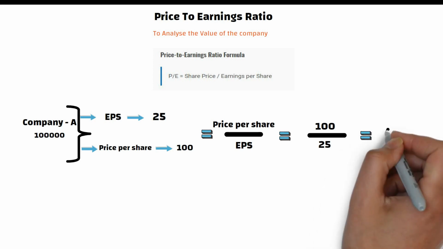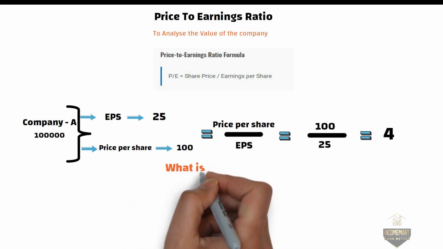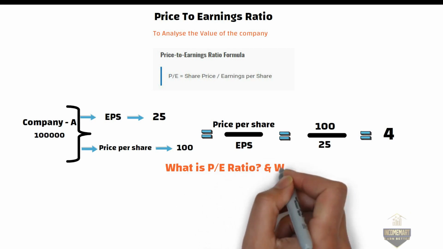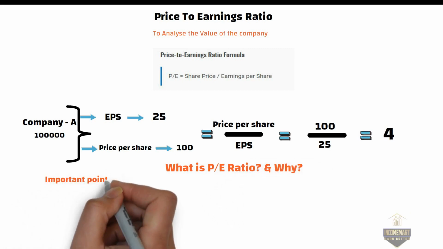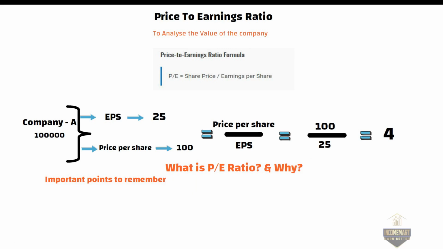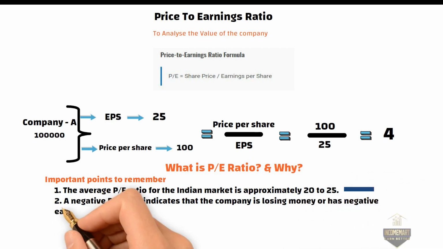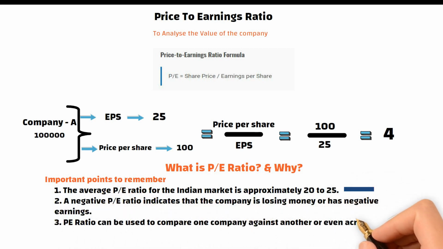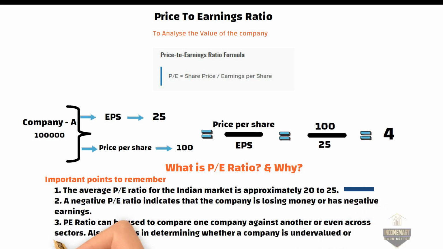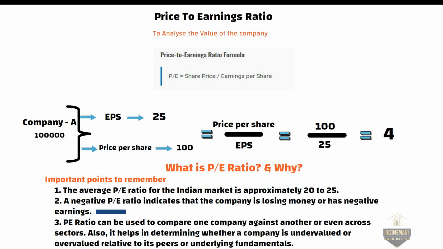Here, what is the PE ratio and why do we use it? Here are a few important things to remember. The Indian market's PE ratio is between 20 to 25 on average, but it hasn't been fixed. Nowadays, it's not necessary to compute each firm's PE ratio. You can find the precise PE ratio of any company by simply searching on Google. A low PE ratio suggests that the company is losing money or reporting low earnings. For a high return on investment, we should not invest in a business with a negative PE ratio.